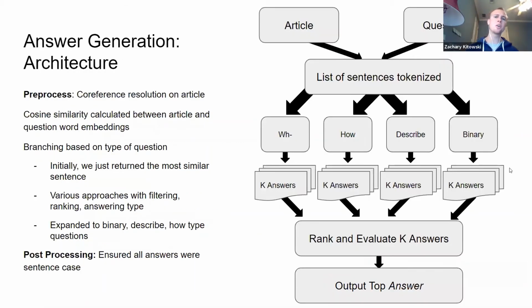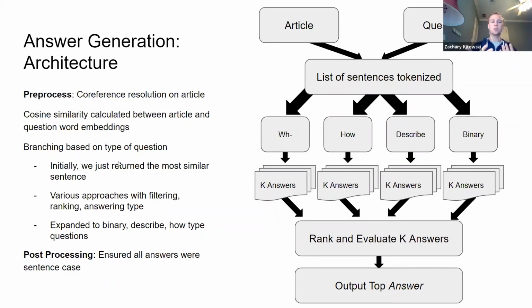Our answer generation architecture is similar. We read in an article and do co-reference resolution on the article. And then we do cosine similarity between the article and question word embeddings, as well as we have these lists of sentences that are tokenized. At this point, we branch based on the question type.